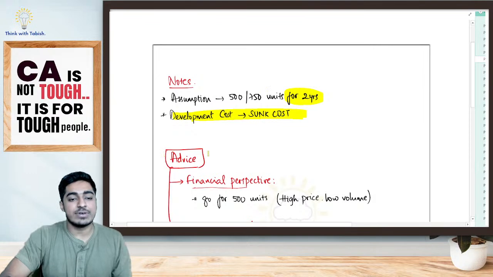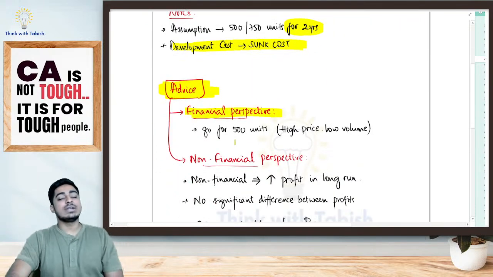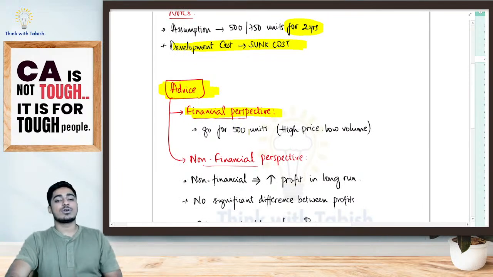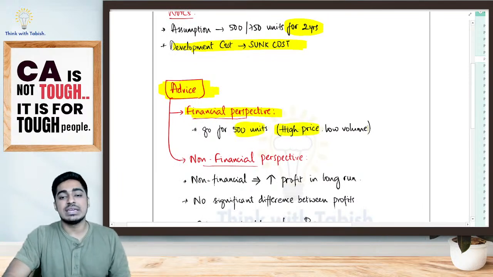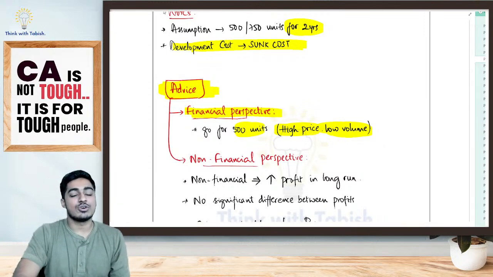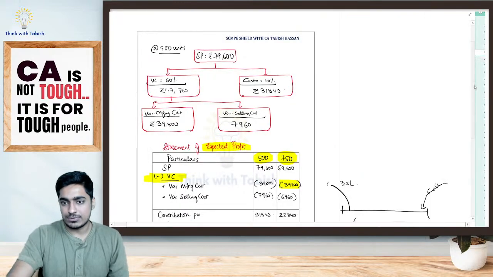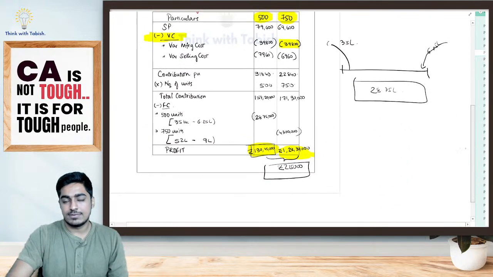Now, what is the advice we are going to give, students? Look at this. From a financial perspective, what do we tell? Obviously, we should be going for 500 units. That is the high price, low volume. High price we are charging, lesser units we are selling. Because how much additional benefit are we getting, students? We have got an additional benefit of 2,15,000.